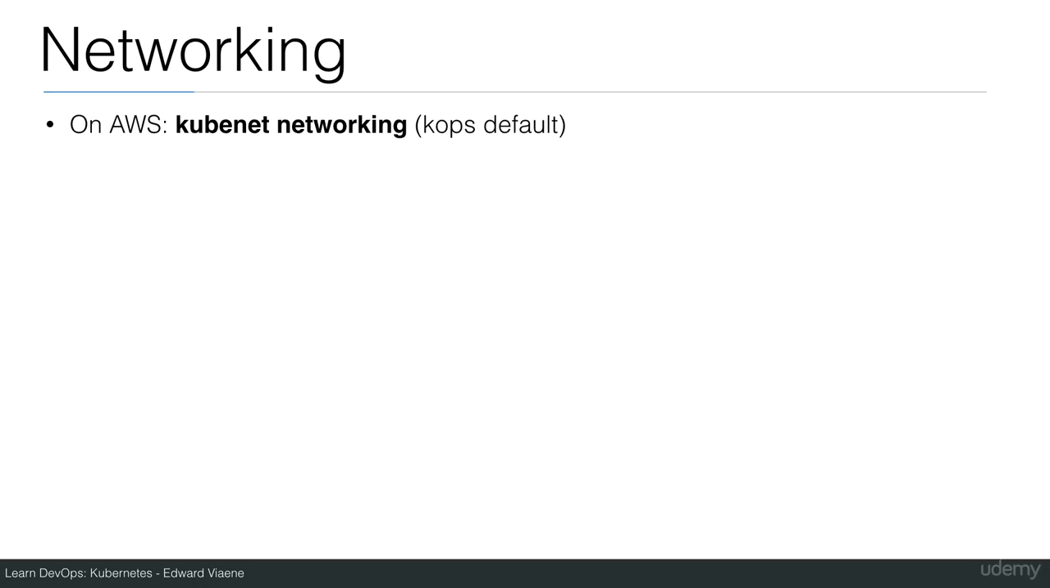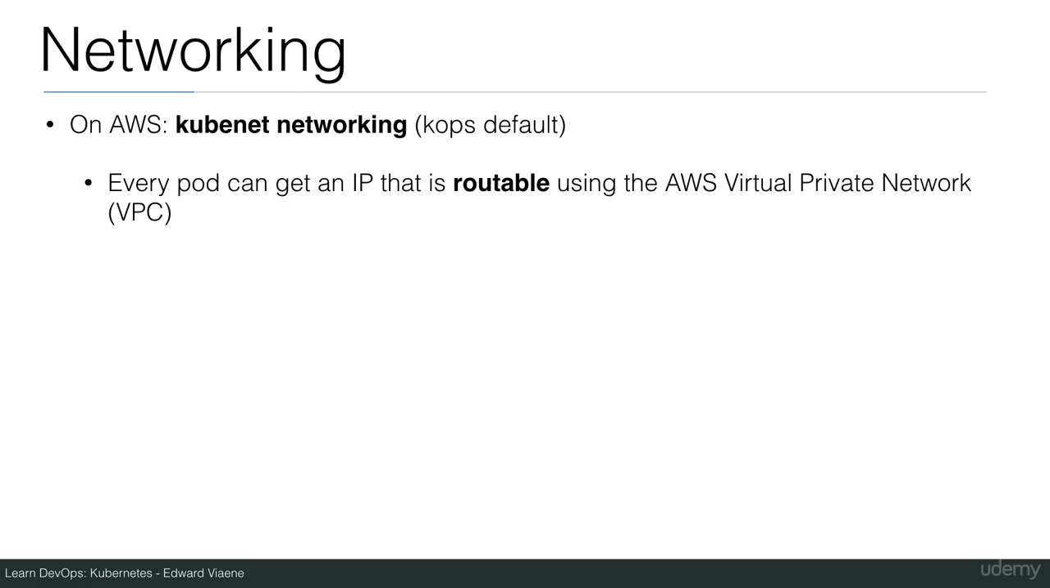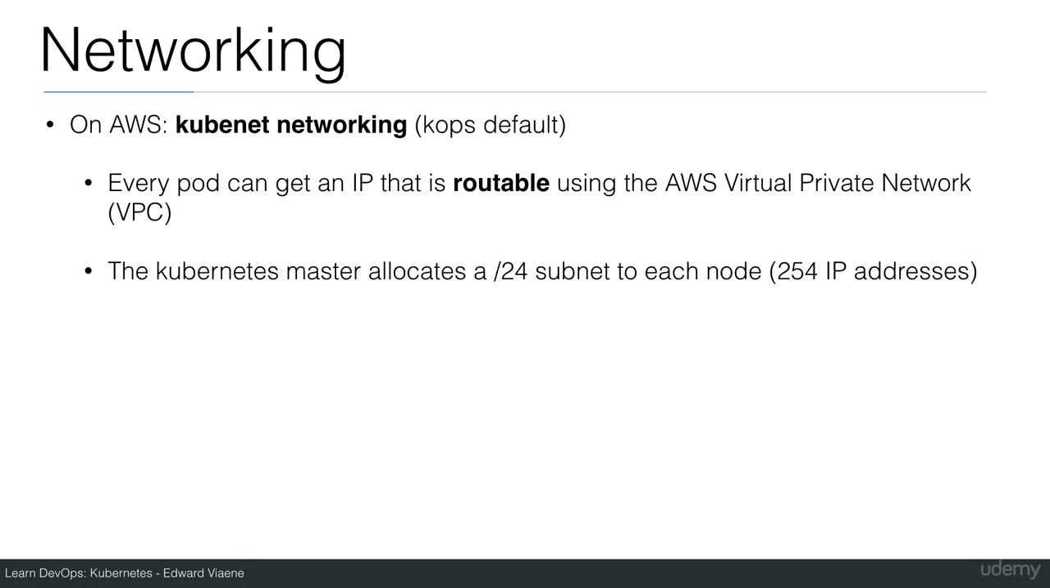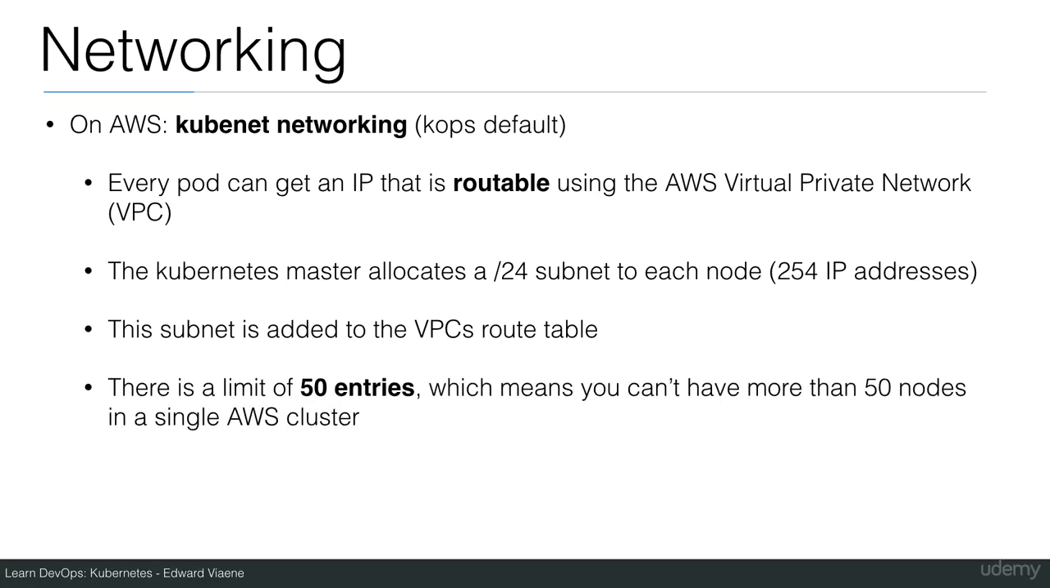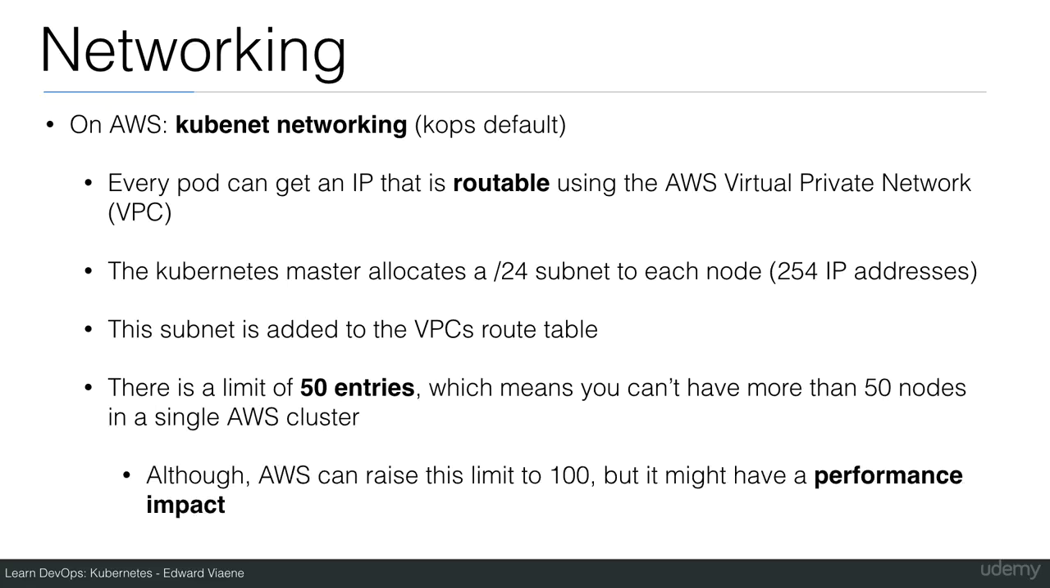On AWS, it's kubenet networking, which is the KOPS default. Every pod can get an IP address that is routable using the AWS Virtual Private Network, the VPC. The Kubernetes master allocates a /24 subnet to each node. A /24 consists of 254 IP addresses. This subnet is added to the VPC's route table using the SDK. There is a limit of 50 entries, which means you cannot have more than 50 nodes in a single AWS cluster. Although AWS can raise this limit to 100, it might have performance impact.